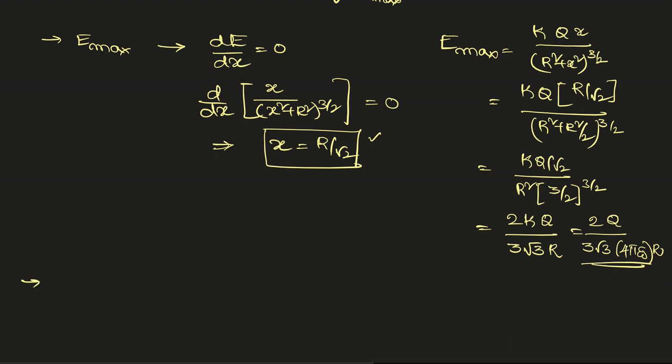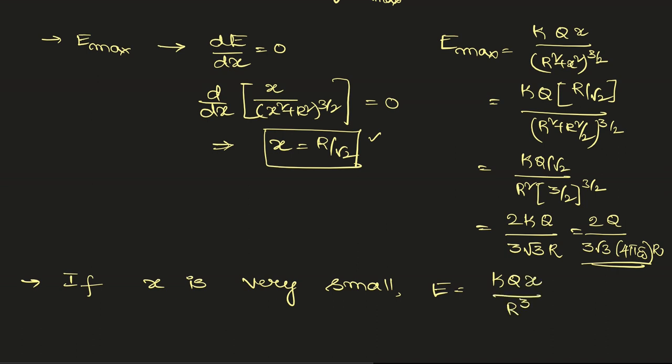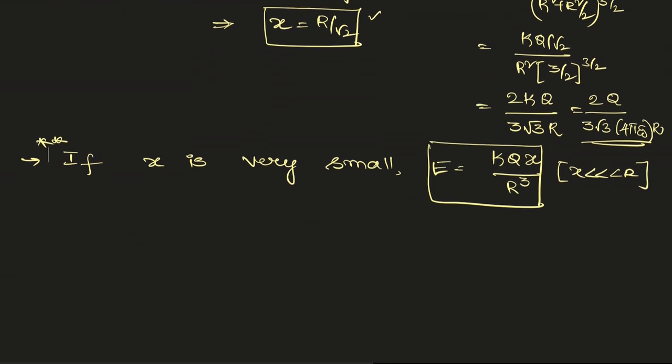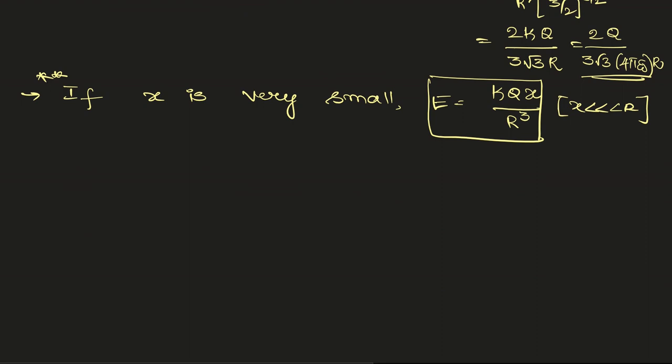And we'll have one more point here. If x is very small, then electric field becomes like this: kQx by r square whole power of 3 by 2, means r cube. For small values of x, x will be very small compared to r. So based on this also, we have one interesting example. I'll discuss that example here. Just look at this example.